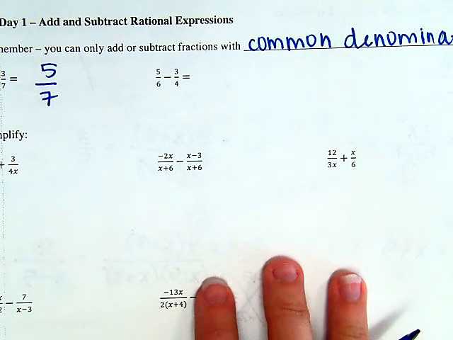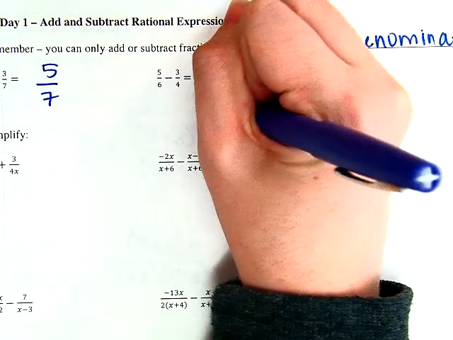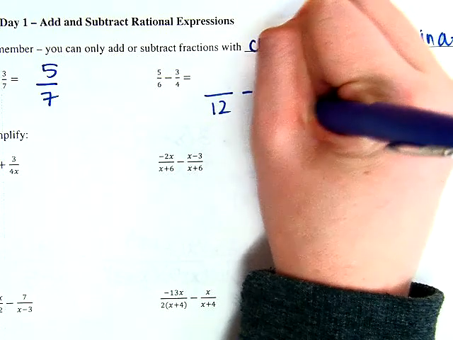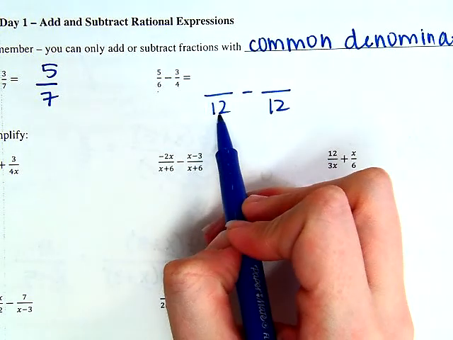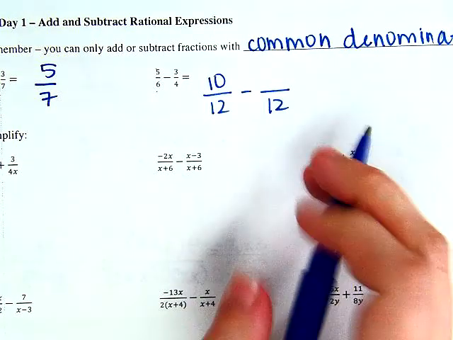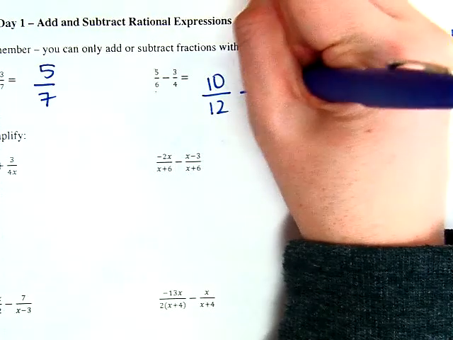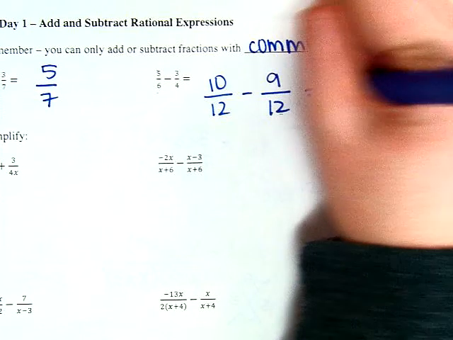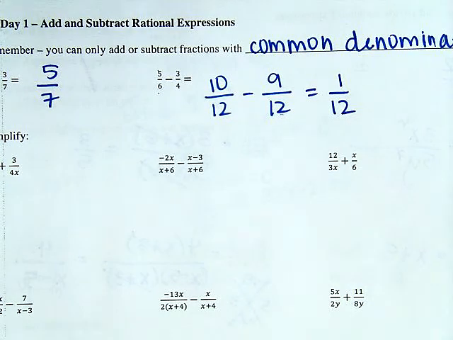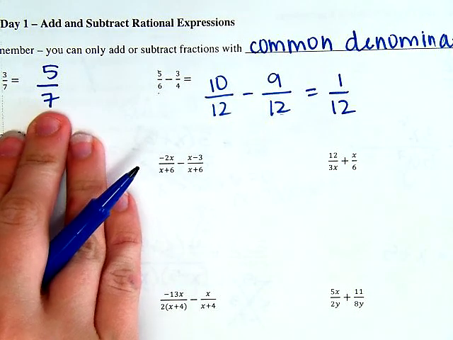Second one, the bottoms are not equal, so I need to make them equal. So a good common denominator might be 12. Because 6 times 2 gives me 12, so that means I got to do 5 times 2 and I get 10. 4 times 3 gives me 12, so 3 times 3 gives me 9. And now when I subtract them, I get 1 over 12. It's just a little quick review on adding and subtracting fractions.